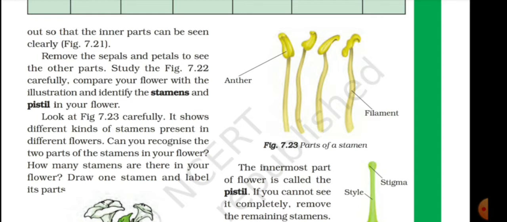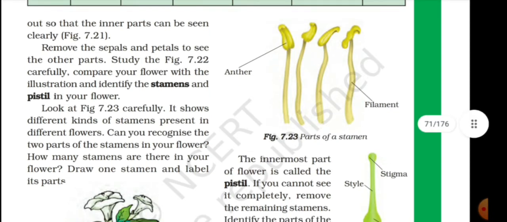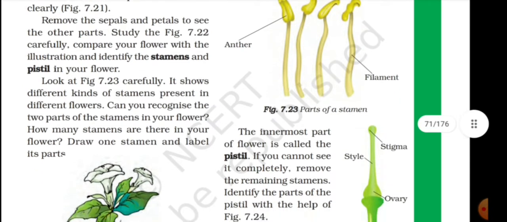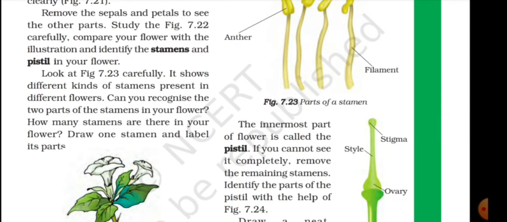For example, think of a hibiscus plant. It has an anther and a stamen, or filament. So the definition of pollination we also remember: transfer of pollen grains from the anther to the stigma of a flower is called pollination.